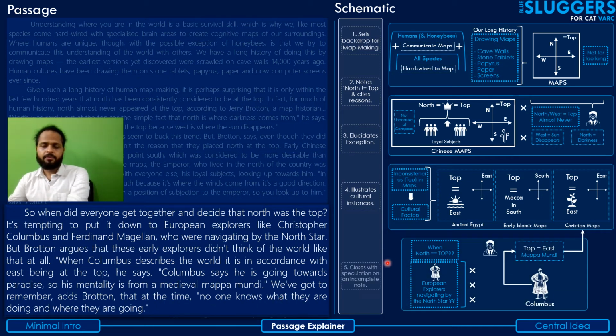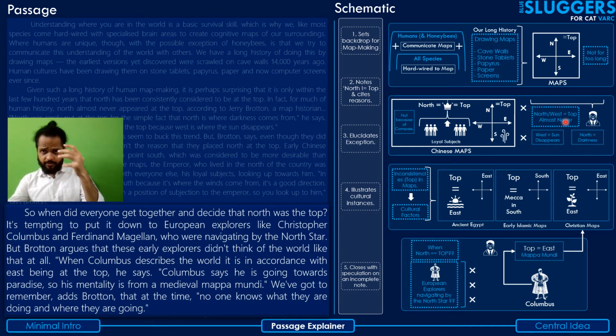So in the last paragraph he has finally raised a question that, okay, maybe based on different cultural practices and considerations, different cultures used to have different directions on the top of the maps. But then what happened? When did everyone get together and decide, okay, now we're just going to put north at the top? How did that happen? And then he again preemptively disregards a potential explanation, that maybe it was the European explorers who used to navigate by the northern star, and maybe because of them, people started putting north at the top of the map.